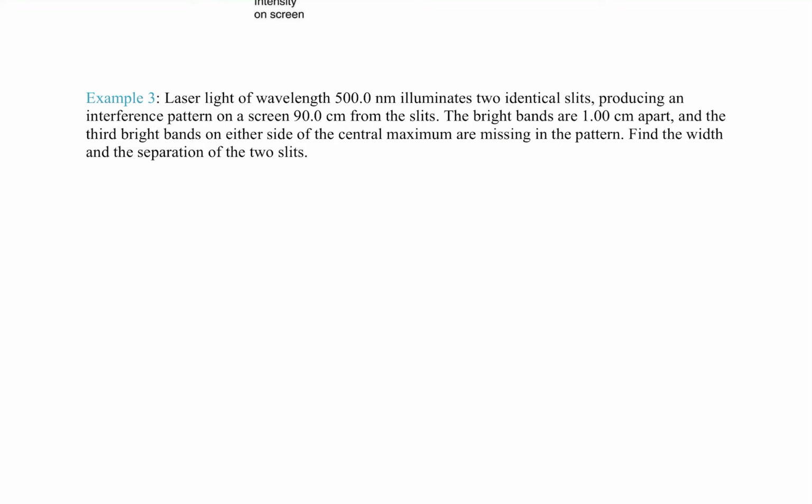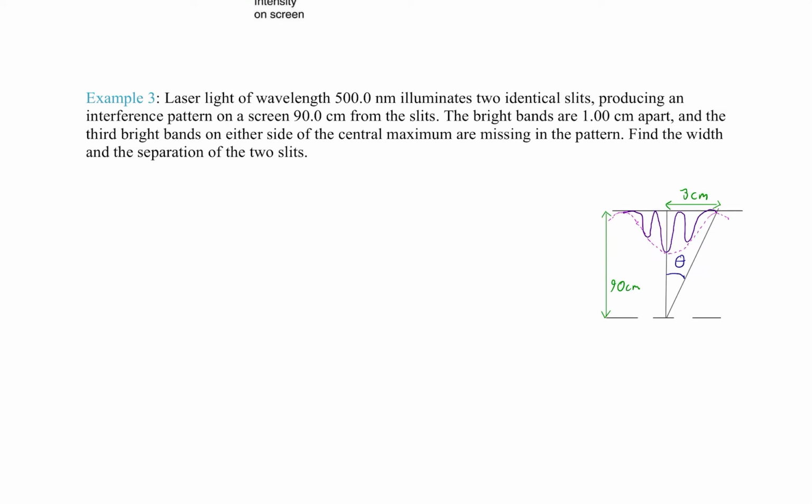Well, what does that mean? That means it's missing because of the single slit envelope. So find the width and the separation of the 2 slits. We want to know what a is, and what d is, and we don't know either of those things. Wow, but we can find both.